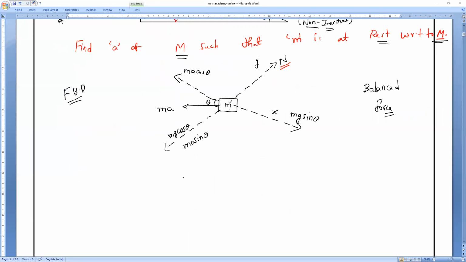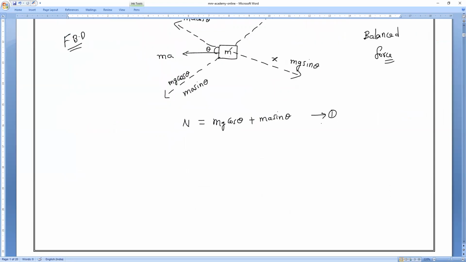Now the normal reaction N is equal to Mg cos theta plus Ma sin theta. Let me take this as equation number 1. And the second equation: Ma cos theta is equal to Mg sin theta. Till here, if anybody has any doubt, you can ask. Do you understand? m will get cancelled.